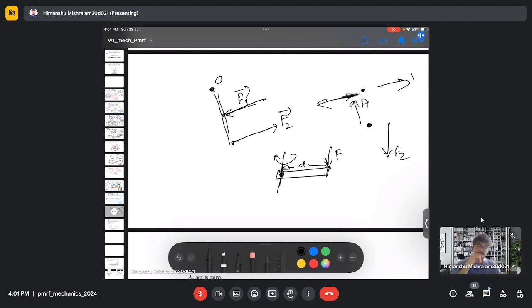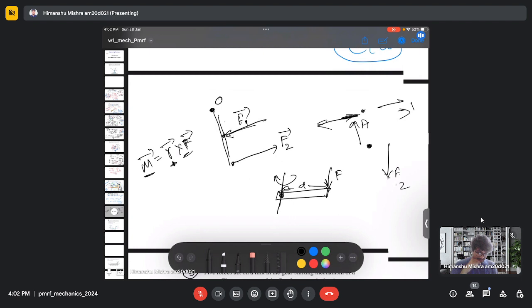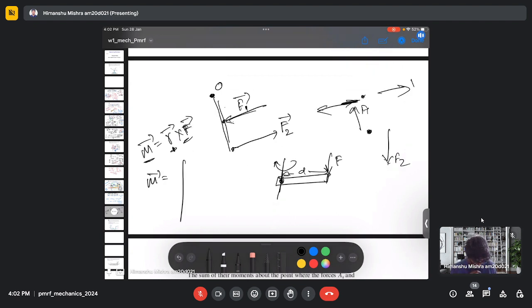Yes, moment is a vector quantity. So the moment can be given more formally. The moment expression can be written as r cross F. So this r is the radial distance or the radial displacement vector, and F is the force. Both of these are vector quantities, and therefore the moment is also a vector quantity. So in a three-dimensional system, the moment can be represented by, this is our i, j, k, so this is our rx, ry, rz, and fx, fy, and fz.